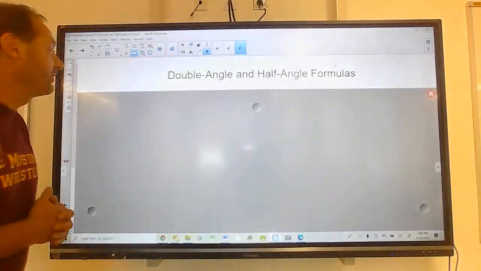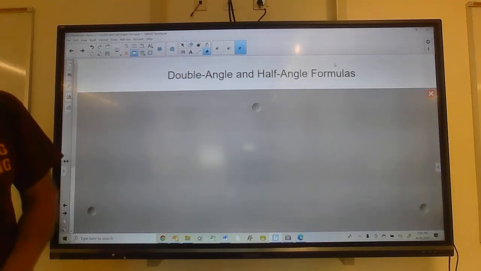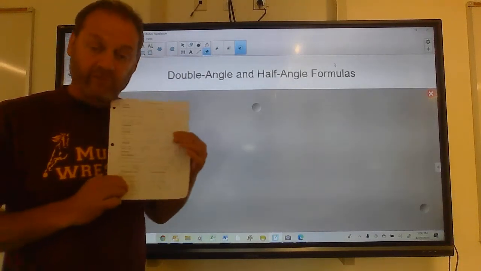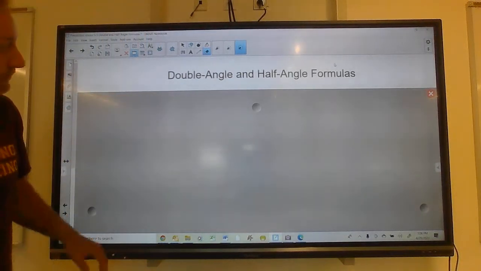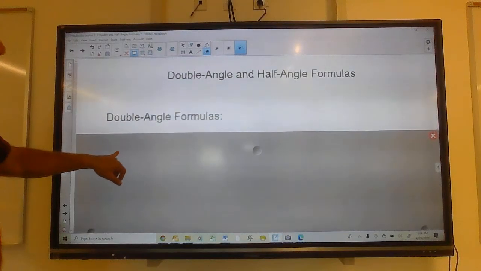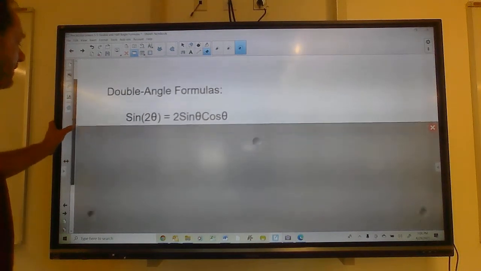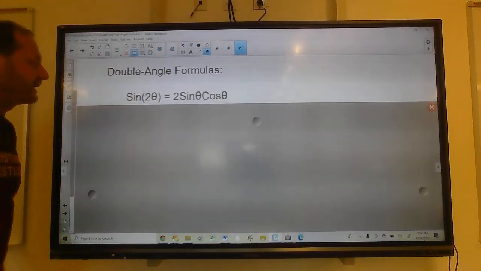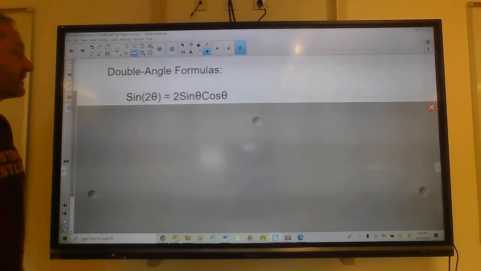Good morning, everybody. We're going to talk about double angle and half angle formulas today. You can find these on the bottom of the front page of your note sheet. Okay, so double angle formulas, those were the easiest ones to work with. The first one, sine of 2 theta, ends up being 2 times the sine of theta cosine theta.